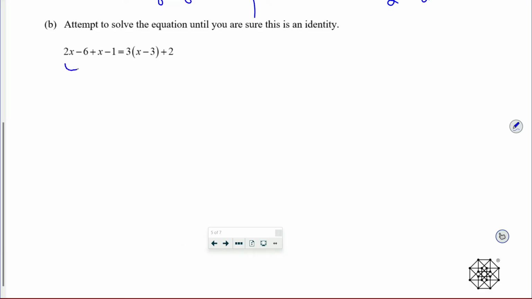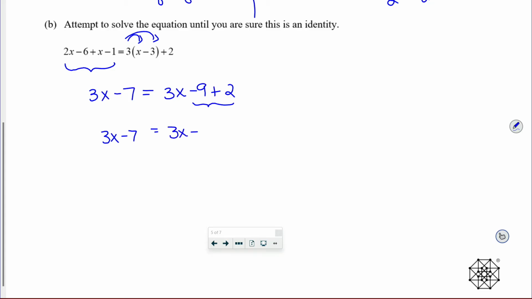What I'm going to do is combine like terms on this side. 2x plus x is going to be 3x. Negative 6 minus 1 is negative 7. On this side, I'm going to distribute that 3 using the distributive property. So I'm going to get 3x minus 9 plus 2. On this side, I'm not going to do anything right now. I'm just going to leave it as 3x minus 7. On this side, that negative 9 plus 2 is going to be a negative 7. And I'm going to get 3x minus 7.